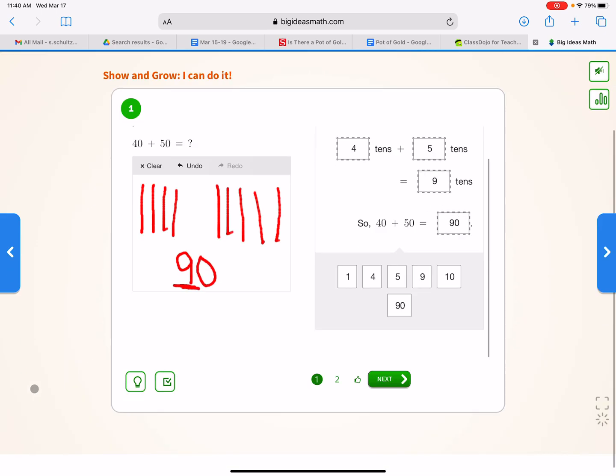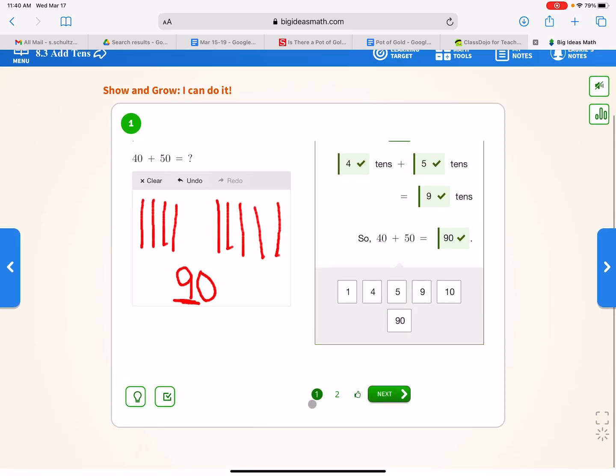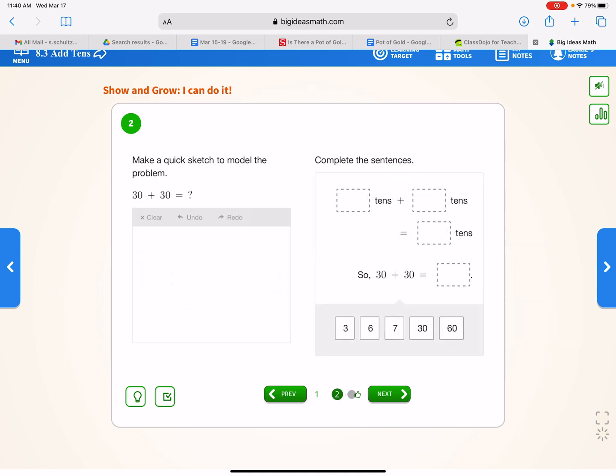Okay, and let's check our work. We did it correct. Now let's try another example, and then I'll let you guys practice on your own. For this example, we have 30 plus 30. So let's draw it out. There's 3 in the tens place in 30. So 10, 20, 30, and 0 ones.